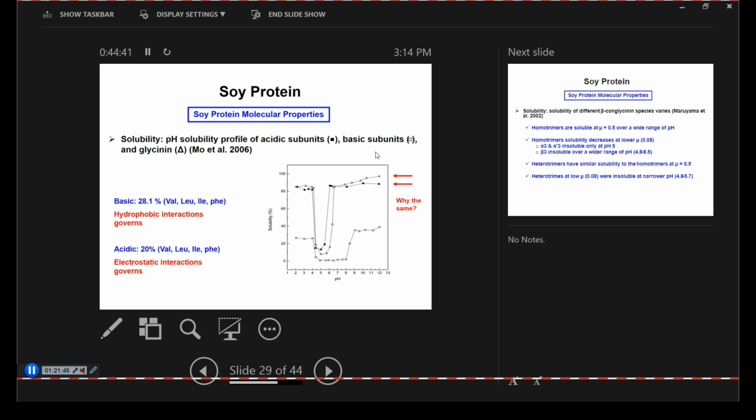Okay, so now the question, which is related a little bit to the previous paper: why do the acidic subunits and glycinin have a similar curve?